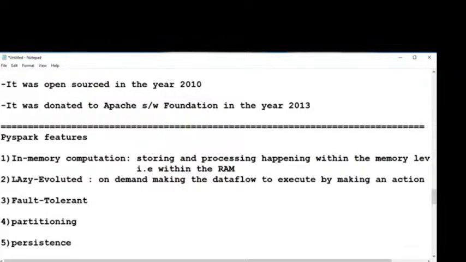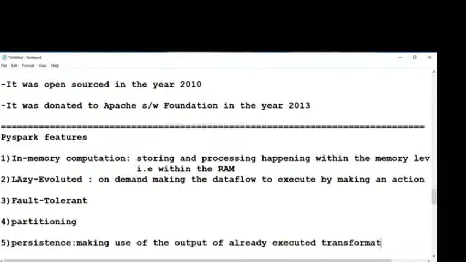Persistence means making use of the output of an already executed transformation. Making use of the output of an already executed transformation.